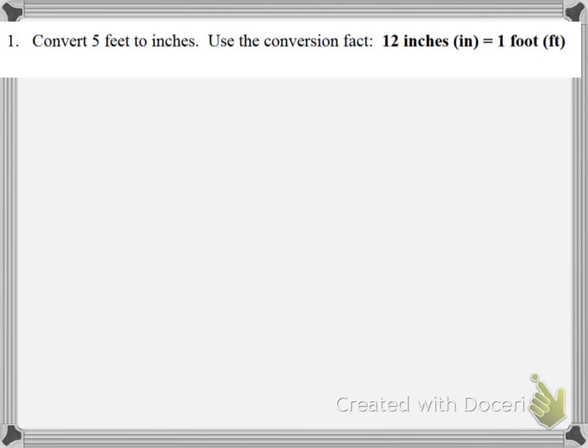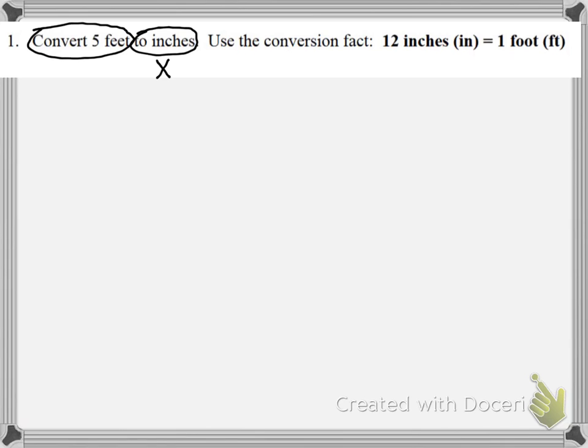So this is asking us to convert 5 feet to inches, and we're going to use the conversion fact that 12 inches is equal to 1 foot. So remember from the last video, we have a known ratio and an unknown ratio. And remember, another technique or method is to circle things that are important. So we are converting 5 feet to inches. Do we know how many inches are in a foot? Well, right now, we don't. So we're going to call this x.